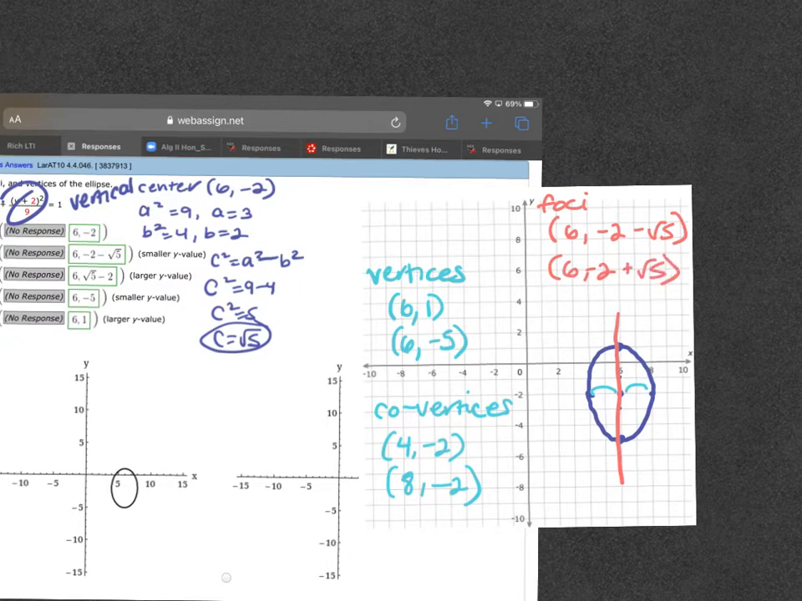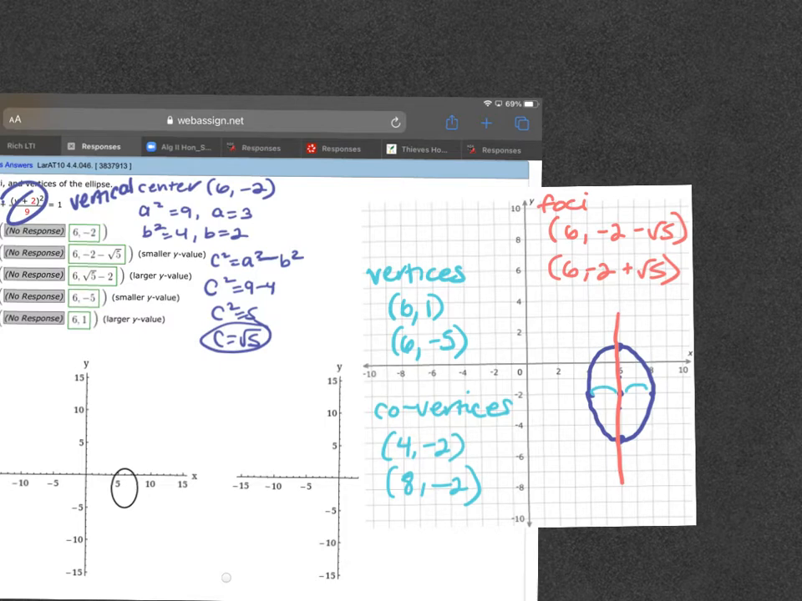Wait, I'm confused as to how you got the focus. Is there a formula for the focus? C squared equals a squared minus b squared. So the same thing as the ellipse, or sorry, not the ellipse, that's C all the time. Yeah, for an ellipse, that's C no matter what.